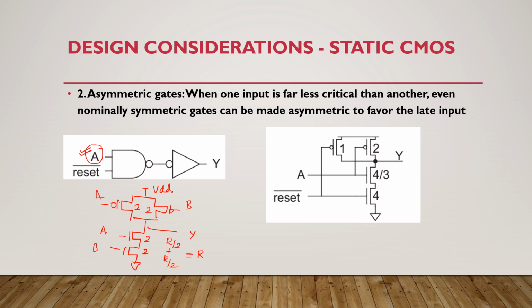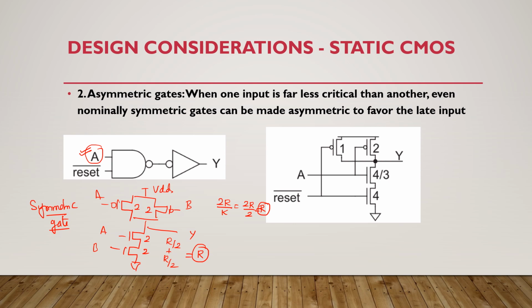Here we have chosen the width as 2 for PMOS, so individually we have to calculate the resistance. For PMOS, the formula is 2R by K. Here K is 2, thereby each transistor contributes a resistance of R. So falling is also R, rising is also R. Equal rise and fall delay. That's why this type of gate is called a symmetrical gate.